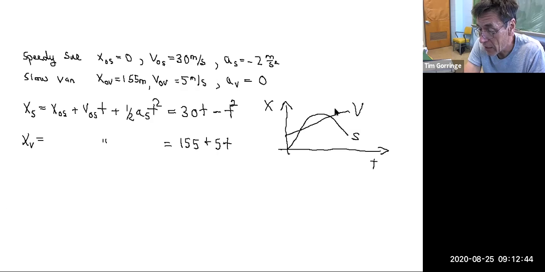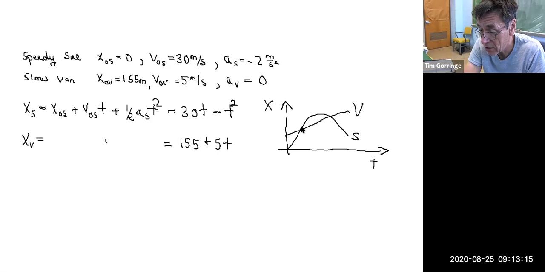And it's a straight line because the van's not accelerating. The van starts at 155 meters from the origin and is moving slowly. So on the position versus time graph, this line is fairly shallow. And that line doesn't get any steeper or shallower because the van's not speeding up nor slowing down. So that's the position of the van versus time.